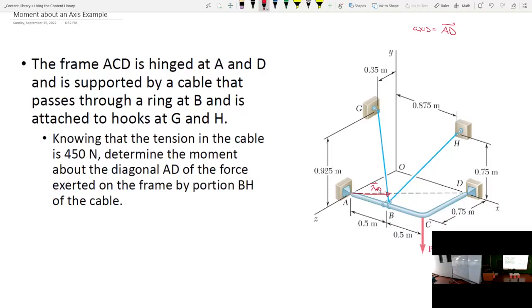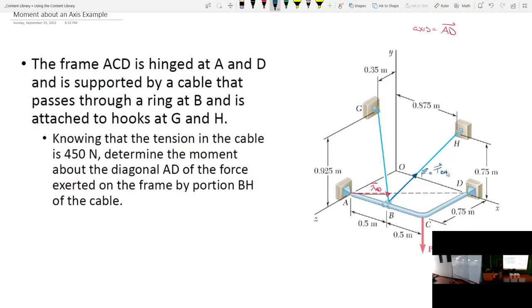Okay. Now, we're determining the moment about that axis generated by a certain force. And that force is by portion BH of the cable. So the force for this problem is this. This is the force. And so maybe we'll call that force tension BH. So in order to do this, we're going to need 3 vectors. We're going to need a lambda vector, a force vector, and we're going to need a position vector.